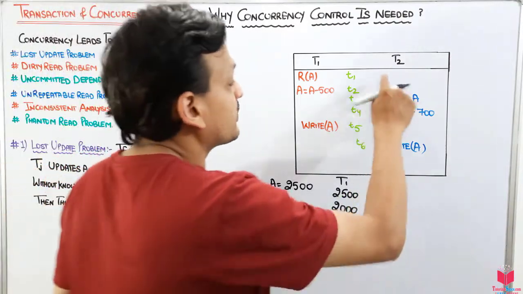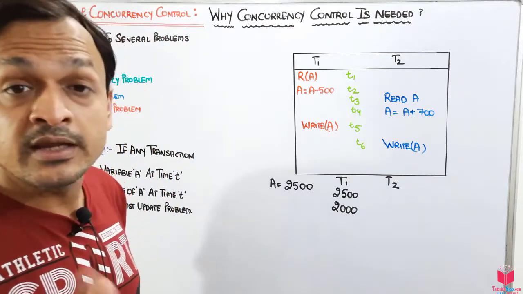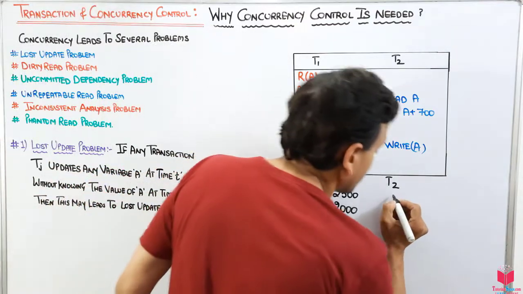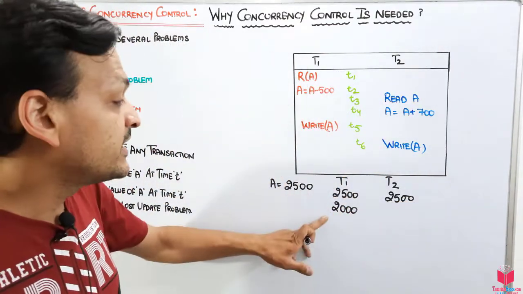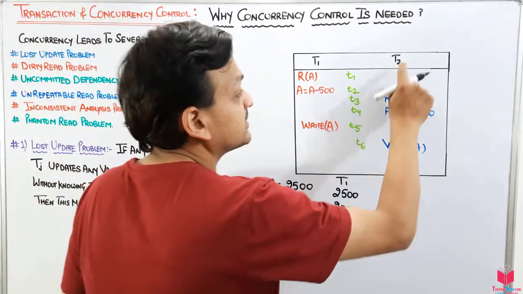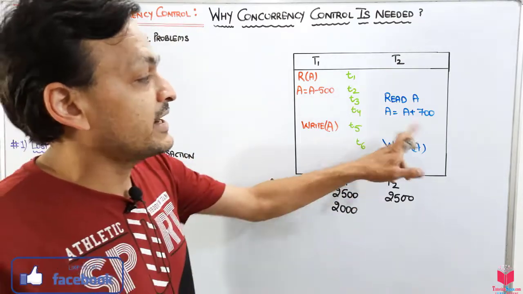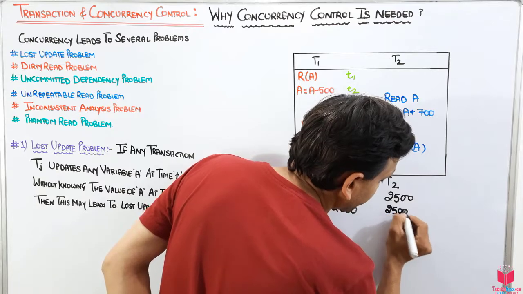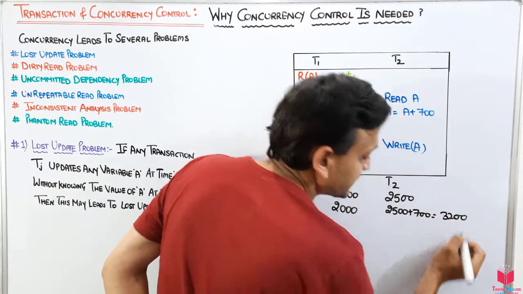Now at time t2, T2 comes and reads the value of A. The value of A is still 2500. Why not 2000? Because it has not been updated yet. That's why T2 is reading this old value. After that it adds 700 to it. That means 2500 plus 700 is equal to 3200.